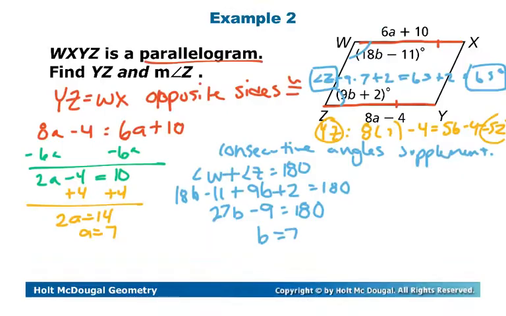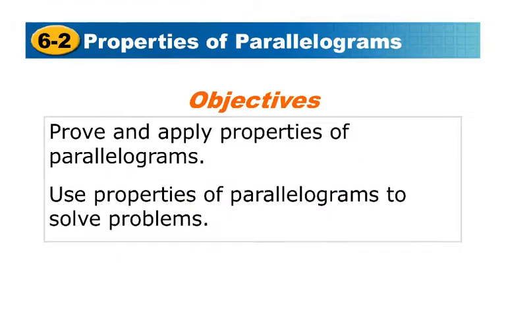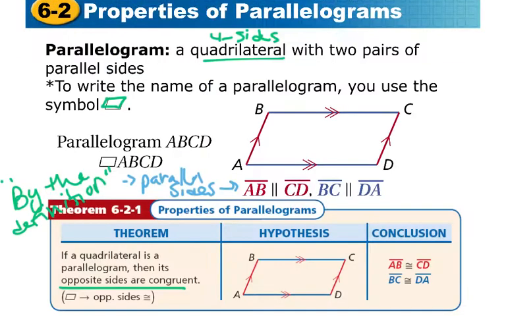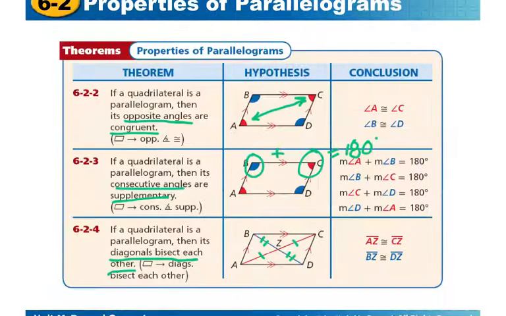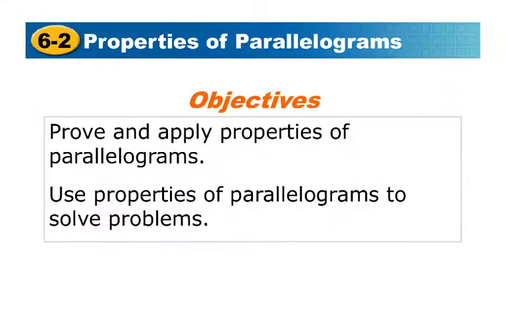Alright, so that is our set of notes for 6.2. So hopefully we have all 5 of those properties. Remember, the properties of a parallelogram are, by definition, the sides are opposite and parallel. The opposite sides are congruent, as well as opposite angles are congruent, consecutive angles are supplementary, and the diagonals bisect each other. So all 5 of those things happen.